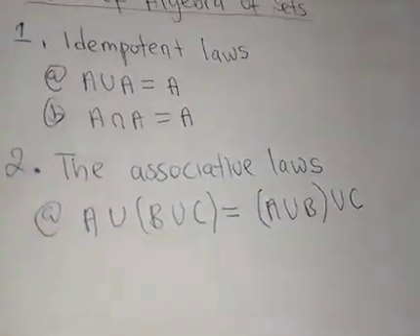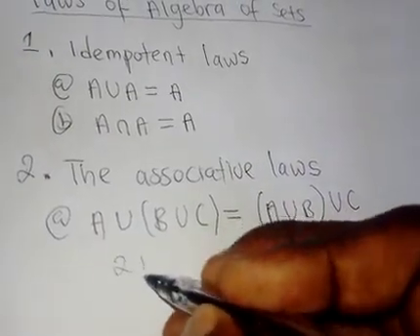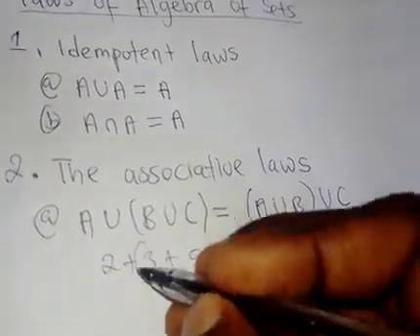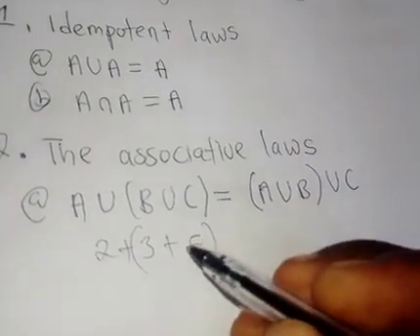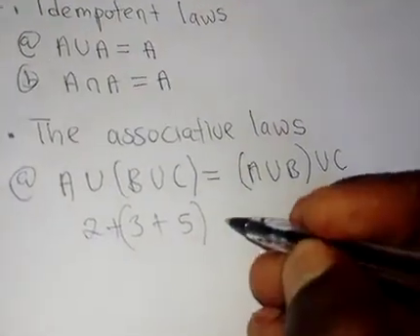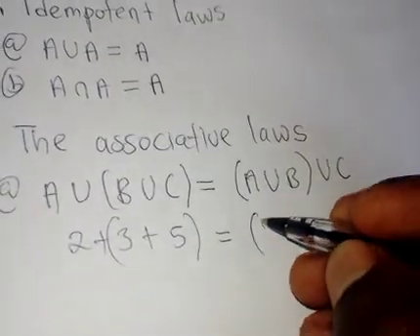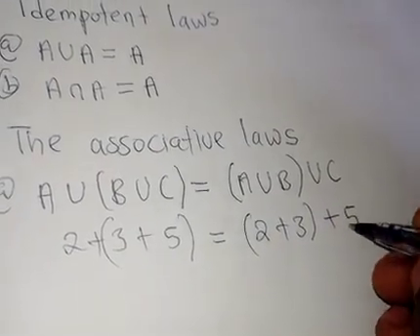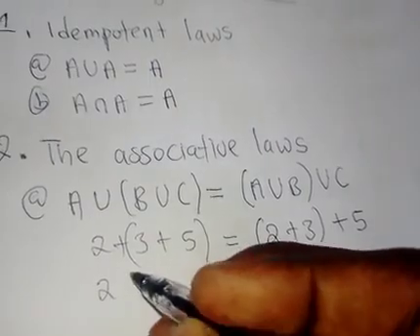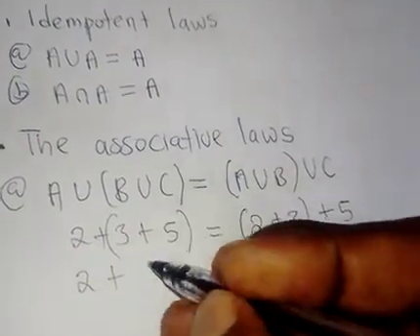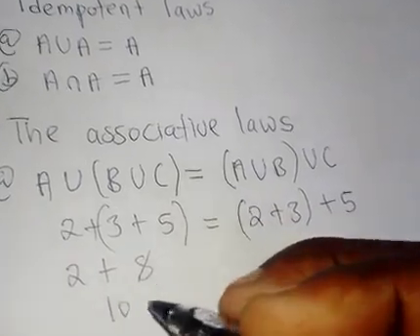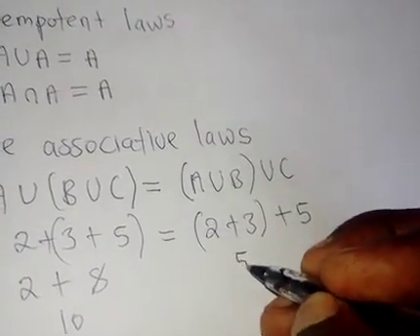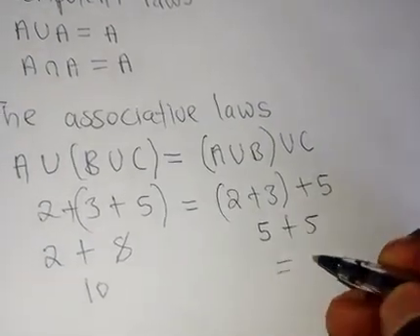The same applies if, let's say, we want to add 2 plus 3 plus 5. We can first add 3 plus 5, then add the result to 2. Or if we want, we can first add 2 and 3, then add the final answer to 5. We still get one and the same. So 3 plus 5 is 8, and 2 plus 8 is 10. On this side, 2 and 3 is 5, plus 5. We are still getting 10.